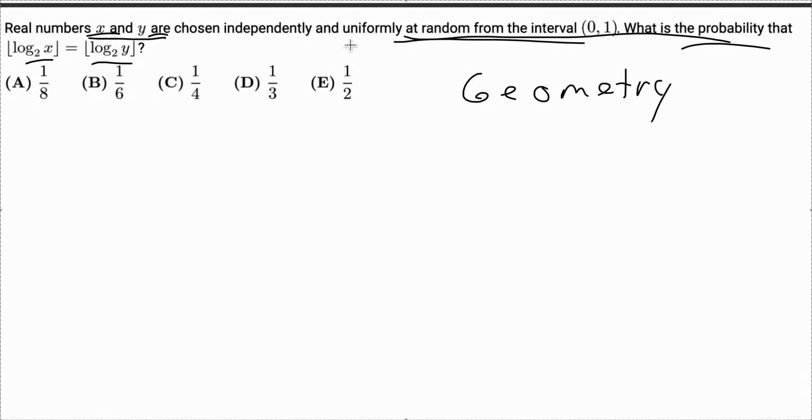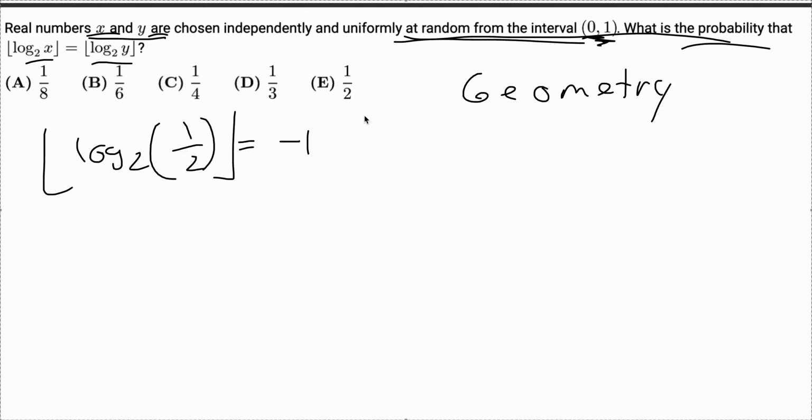So real numbers x and y are chosen at random from this interval. What is the probability that the floor of the log base 2 of x is equal to the floor of the log base 2 of y? And so I'm just going to try random numbers. Well, first of all, I know that the log base 2 of 1/2 is going to be -1. So the floor of the log base 2 of 1/2 is going to be, well, that's still -1.